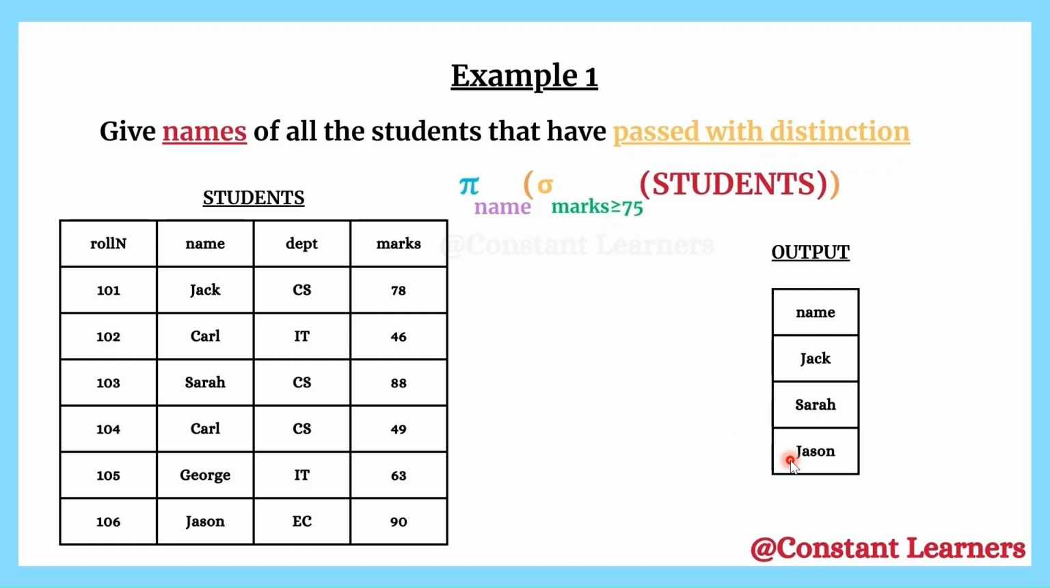Alright, so the select operation always goes inside the project operation, because first we need to select all the students that have passed with distinction, and then out of that output we are going to project only the name column, the names of the students that have passed with distinction. So select will always go inside the project operation. I hope that it was clear how we use the select operation, how to use the project operation, how to include both of them together, and when do we need to use both select and project operations together.